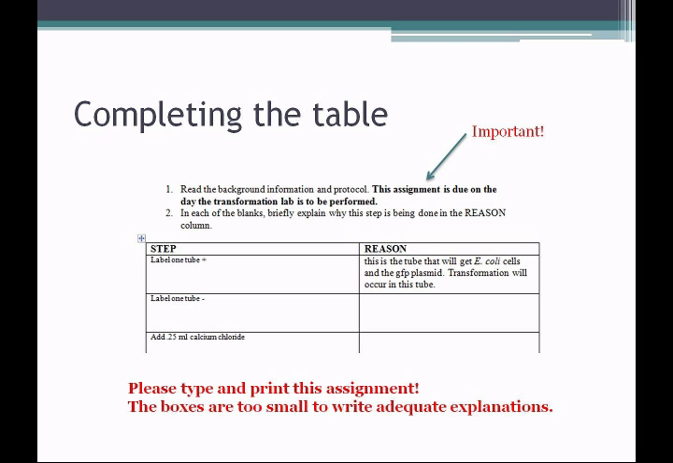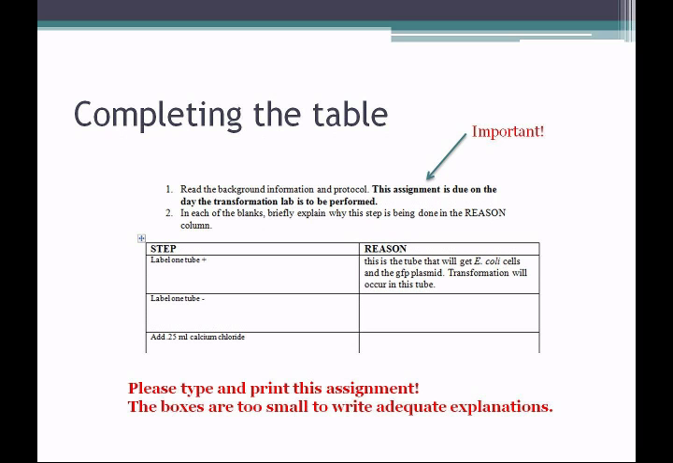In order to complete the table, you want to read the background information and the protocol. This information is in the handout as well as in the lab manual. You're also going to be looking at a tutorial so that you can find additional information, and you may also use your textbook to find information on how to fill out these columns. Please be sure that you type this assignment rather than trying to write in the boxes. There's just not enough space for you to write an adequate explanation.